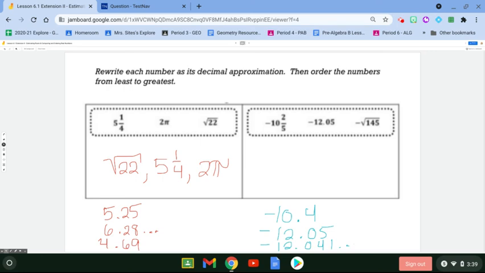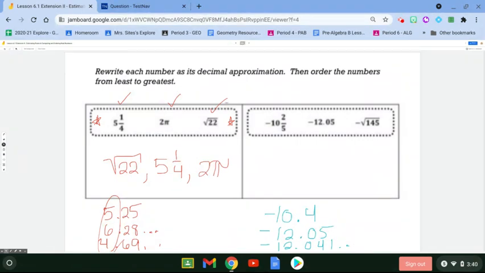If we look at the ones place value position, that actually is the telltale order there from least to greatest. So the square root of 22 would start out first, and you want to make sure you put these in order, starting out with the original values. So don't actually use the decimals, use the original problems. So the square root of 22 would come first because that was the 4.69. Then the 5.25, which would be the 5 and 1/4. Then the 2 pi, because that one was the largest in the ones place value position.